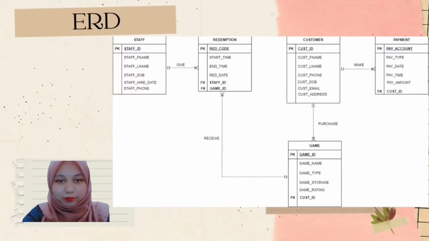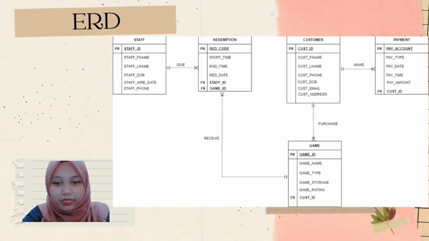I will present our ERD, and the title is Purchase of Nintendo Games Database System. We can see that this ER diagram has 5 entities, which are staff, redemption, customer, payment, and game. In the staff table, the primary key is staff ID. In the redemption table, the primary key is red code, which is the redemption code, and the foreign keys are staff ID and game ID.